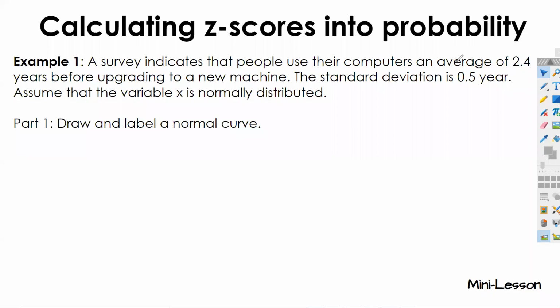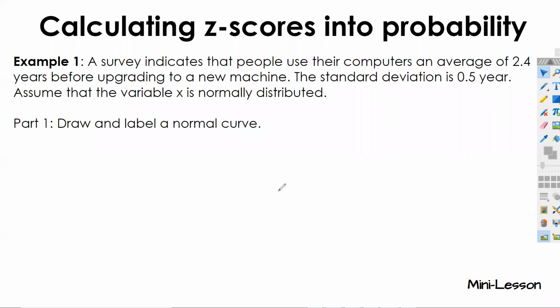Ta-da! Okay, a survey indicates that people use their computers on average 2.4 years before upgrading to a new machine. Standard deviation is 0.5 a year. Assume that the variable x is normally distributed. So we're going to draw and label the normal curve. It's the same thing that we did last time. So let's go ahead and do that.